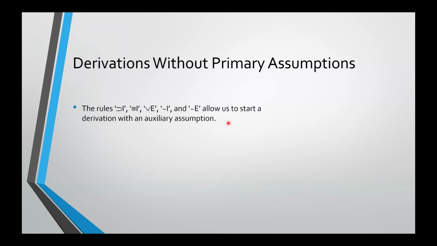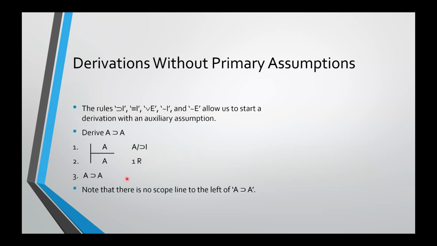Now, there are a number of rules here that allow you to start off a derivation with an auxiliary assumption rather than starting it off with a set of primary assumptions, which is the usual way that we've been doing things. So, for example, let's say we just want to derive this, if A, then A. We can start the derivation off like this, right? Instead of starting it off with a primary assumption, we started off with this auxiliary assumption. We will assume A for purposes of conditional introduction. Then we just get A again on line 2 by reiteration. And then we infer if A, then A by conditional introduction, although that appears to be missing there.